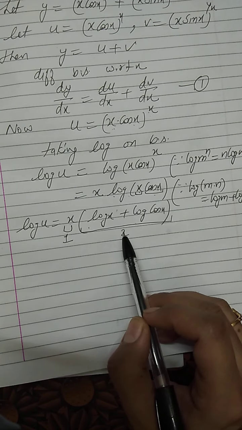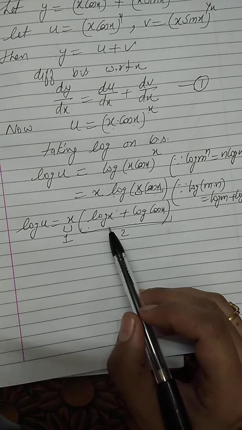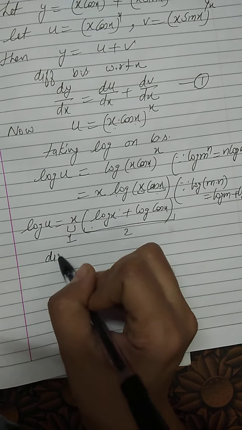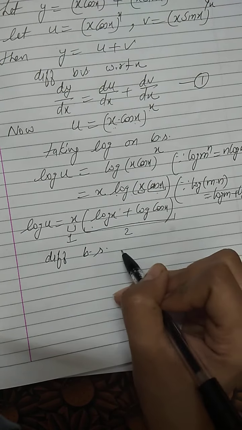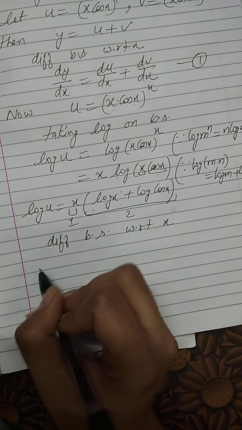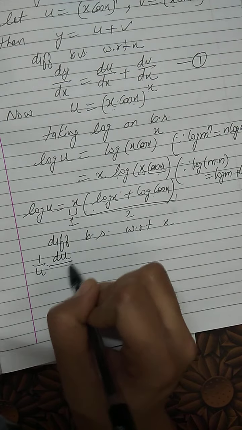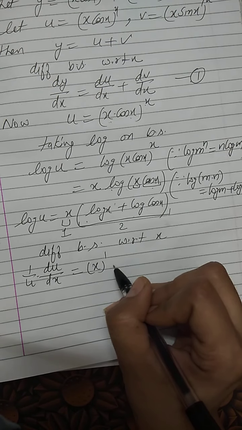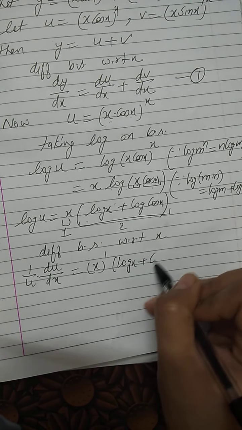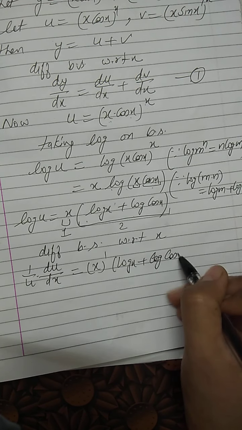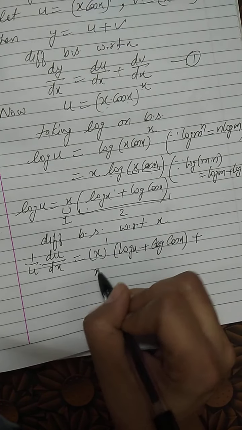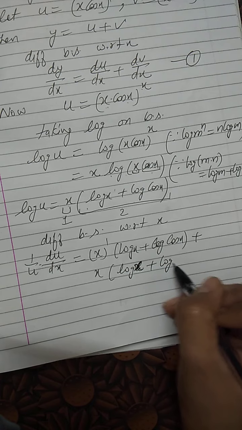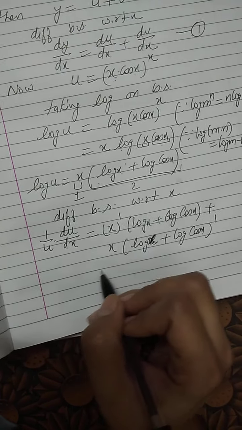So again I have a product of two functions where the first function is x and the second function is log x plus log cos x, a sum of two terms, right? And now when we differentiate both sides with respect to x, we are getting 1 by u du by dx equals the derivative of x, and this bracket log x plus log of cos x we will keep as such, plus x will remain as such, and the derivative of log x plus log of cos x will come.